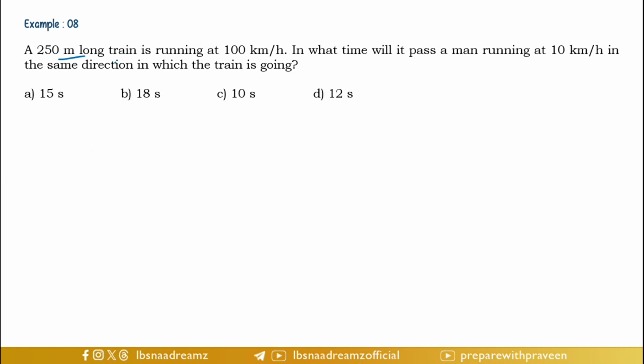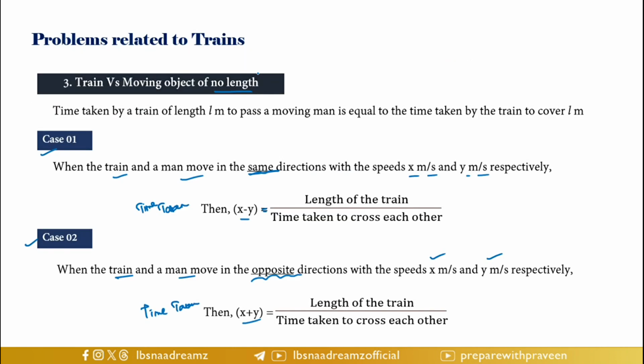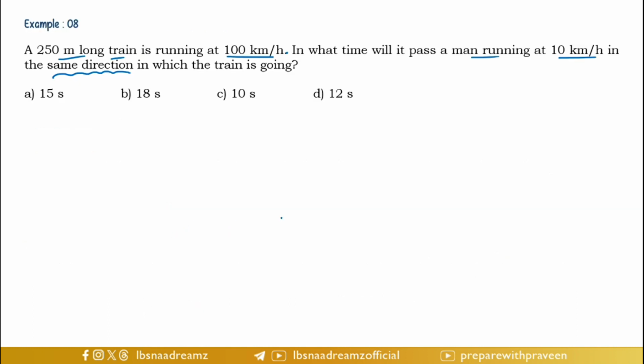Let us see the example. A 250 meter long train is running at 100 km per hour. Then in what time will it pass a man running at 10 km per hour in the same direction in which the train is going? So in this case, both the train and man are moving in the same direction. So this is the formula, right? Let us solve this example.